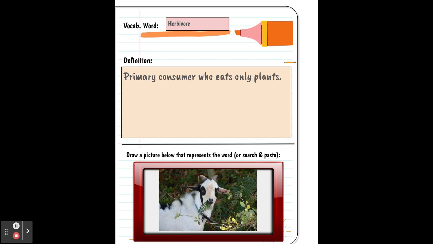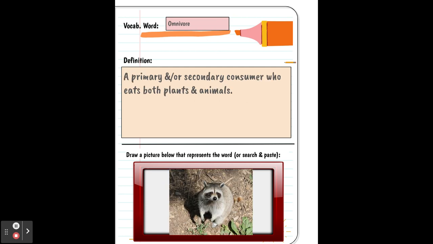So the next one is herbivore. An herbivore is a primary consumer who eats only plants or producers. So an herbivore can't produce its own energy storage molecules. The goat in this picture has to eat grass to get those ESMs, to get that energy. Usually goats only eat plants. But then there are other animals called omnivores that eat both plants and animals. So an omnivore could be a primary and or a secondary consumer who eats both plants and animals.